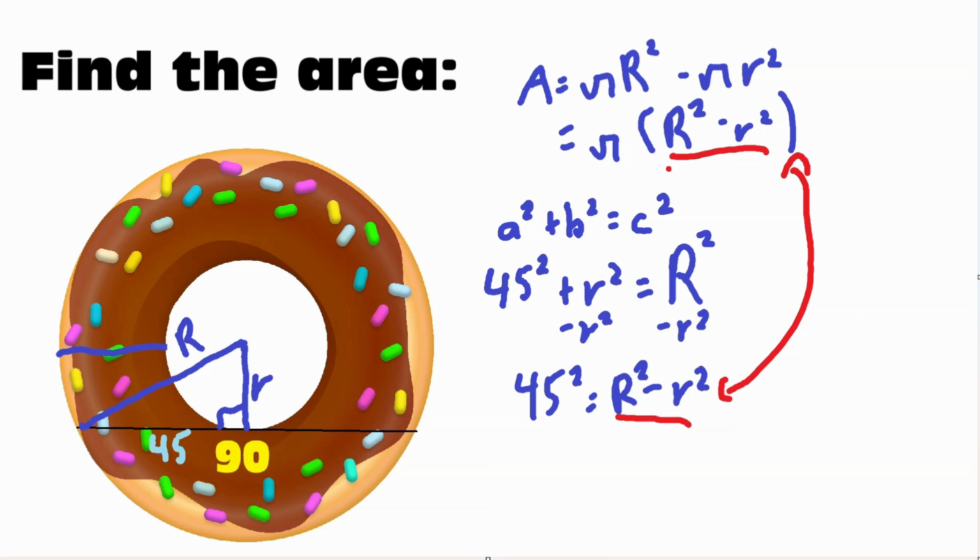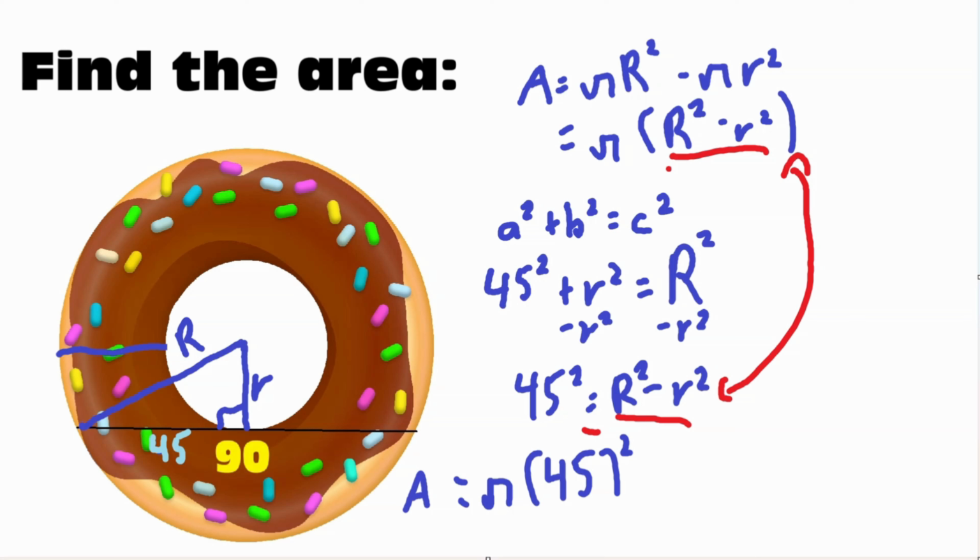So what does that mean? Well, that means that we can substitute 45 squared into this equation. Why can we do that? Well, because here it says that 45 squared is equal to capital R squared minus lowercase r squared. So if they're equal to each other, they can simply be replaced. So in the area equation, now pi times, instead of capital R squared minus lowercase r squared, we put 45 squared. And this then is equal to our area, okay?